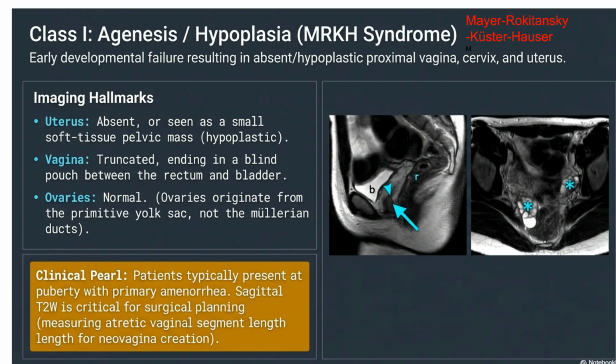Class 1, agenesis or hypoplasia, is associated with Mayer-Rokitansky-Kuster-Hauser syndrome. Imaging hallmarks include an absent or hypoplastic uterus and a truncated vagina. Sagittal T2W imaging is crucial for surgical planning to measure the atretic vaginal segment length.